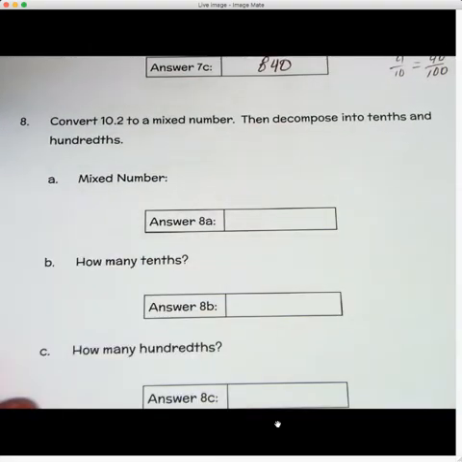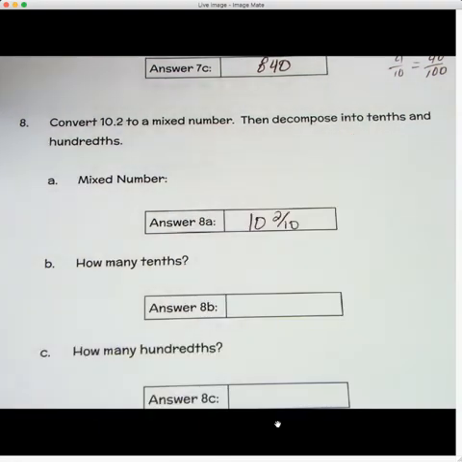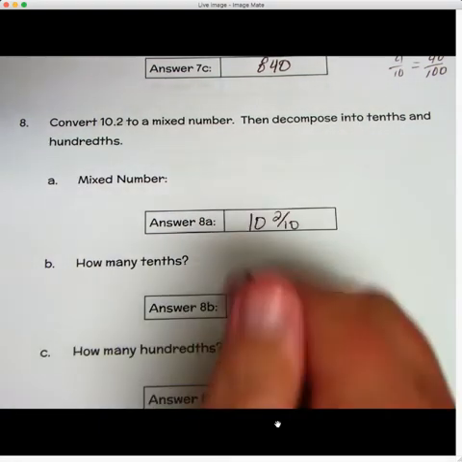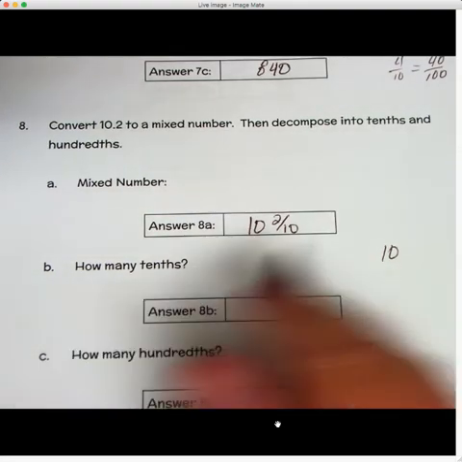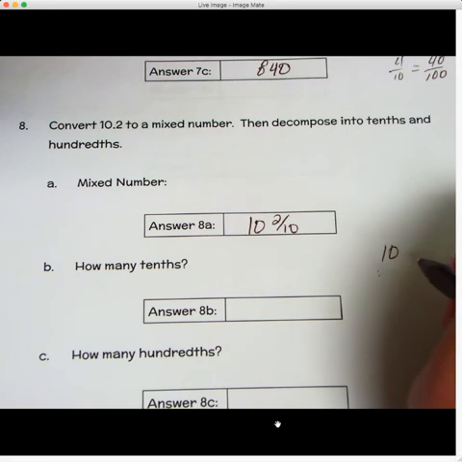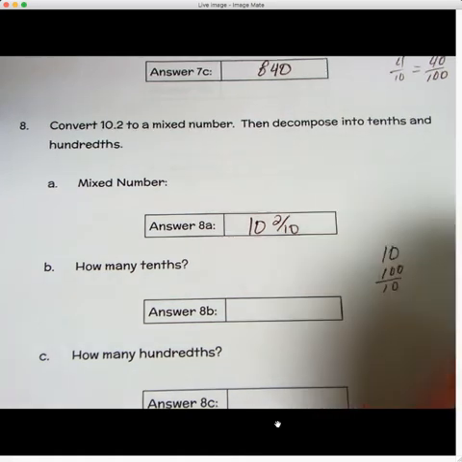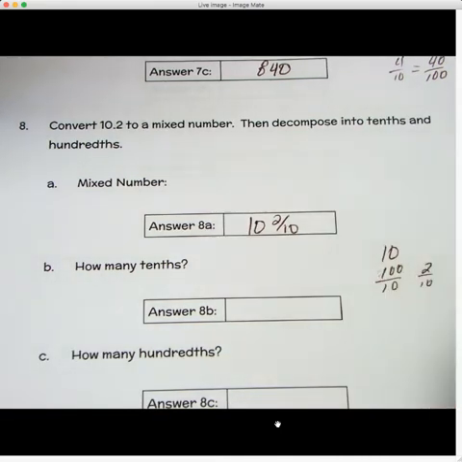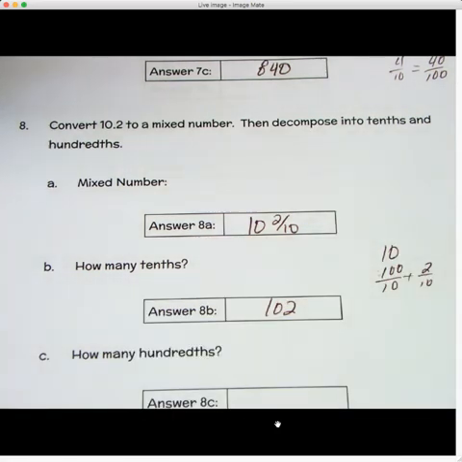10 and 2/10 is a mixed number. How many tenths? All right, if I took 10 to make tenths, I would have to do 10 tenths 10 times to make 10. So that would be 10 times 10, which would be 100 tenths to make 10. And then I have 2 tenths more. So how many tenths do I have altogether? 102 tenths.